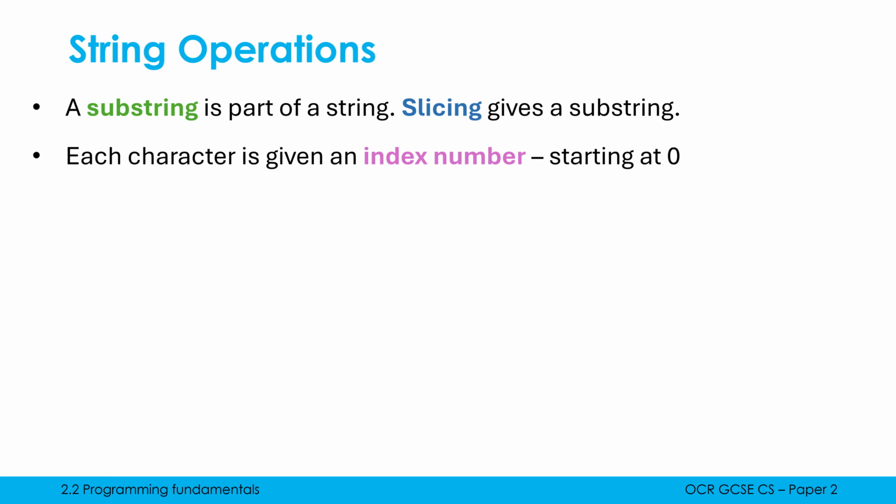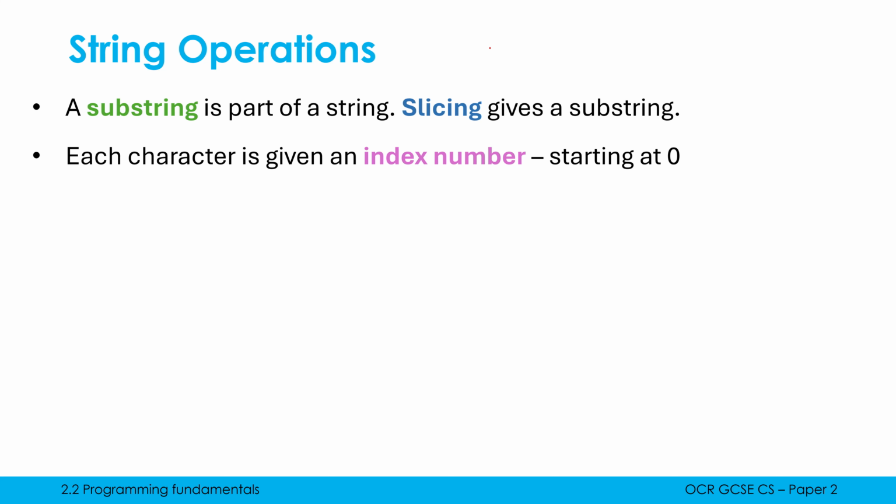Now, each character in a string is given an index number. We can't see this, it's sort of behind the scenes, but they each have an index number which tells us the position of the character, and indexing always starts at 0 in programming. We'll look at this more in relation to arrays, but behind the scenes, a string is often stored in the same way as an array.